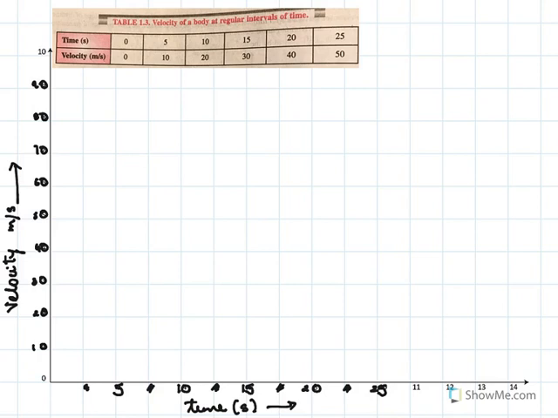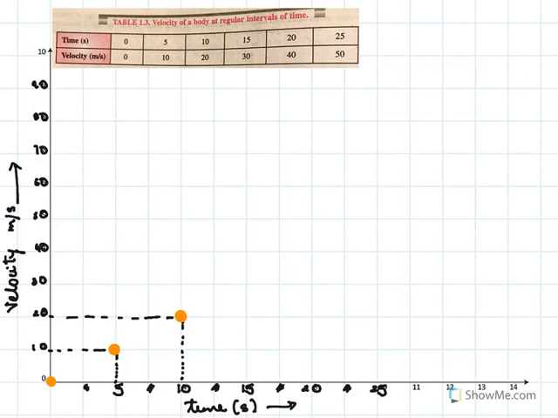Now we'll plot the velocity time graph of this body. At time 0, velocity is 0. So it would be here. Next is for time 5, velocity is 10. So the body is here. Then next we have for time 10, the velocity is 20. So it would be here.